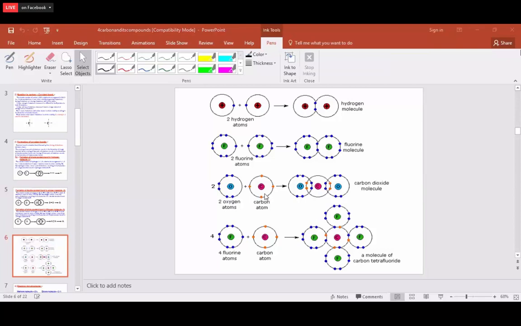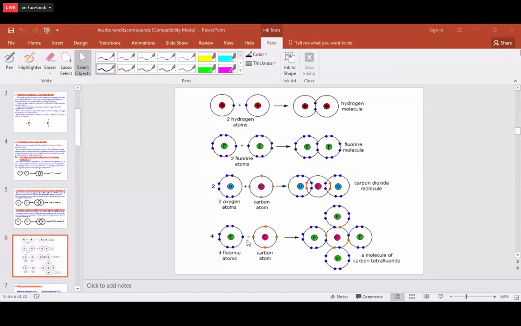So carbon needs 2 oxygen atoms to share the 4 electrons. Carbon shares 2 electrons with one oxygen atom, and it shares the other 2 electrons with the other oxygen atom. So it's making the double bond. Carbon is making a double bond with one oxygen, and here a double bond with the other oxygen atom. So it's a linear molecule.